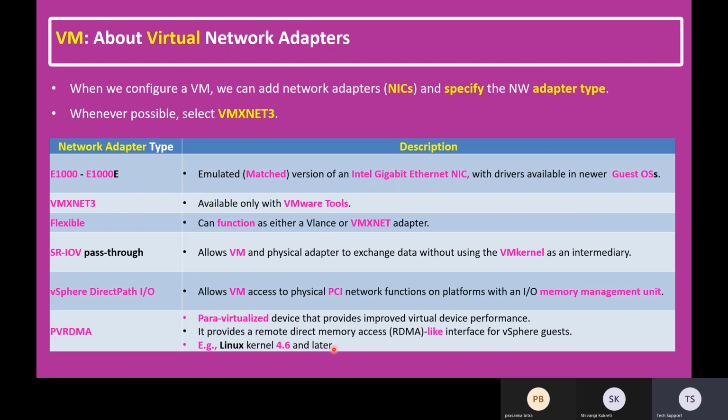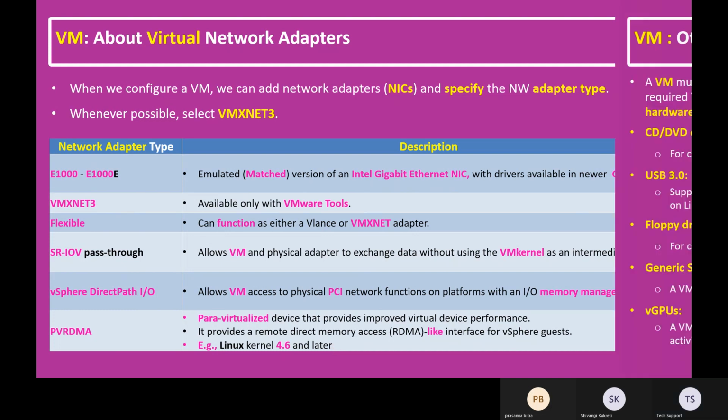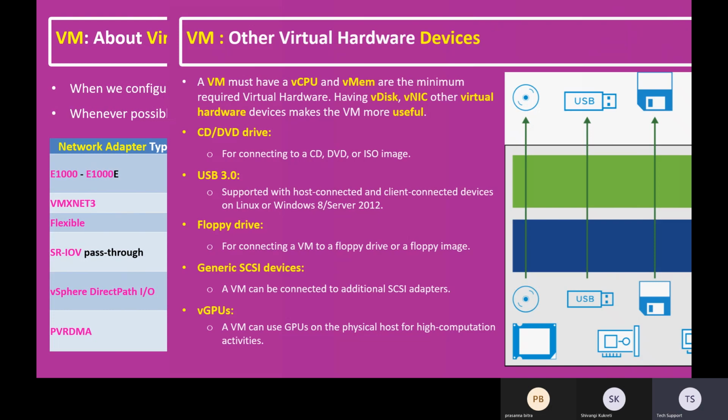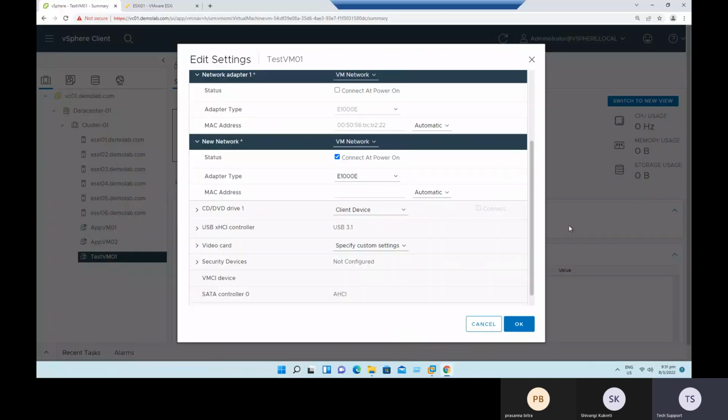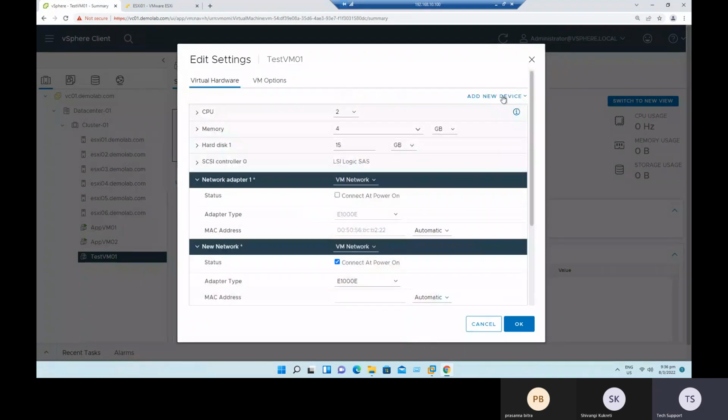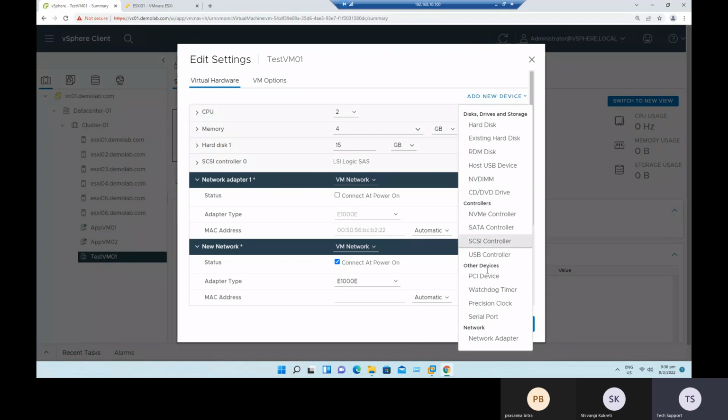Now we're going to talk about some additional virtual hardware devices. The additional virtual hardware devices include CD, DVD, USB, floppy drives, SCSI devices, and graphics processing units. You can find all these options in our vCenter Server while trying to add a new device. When I click new device, you will find all these options.